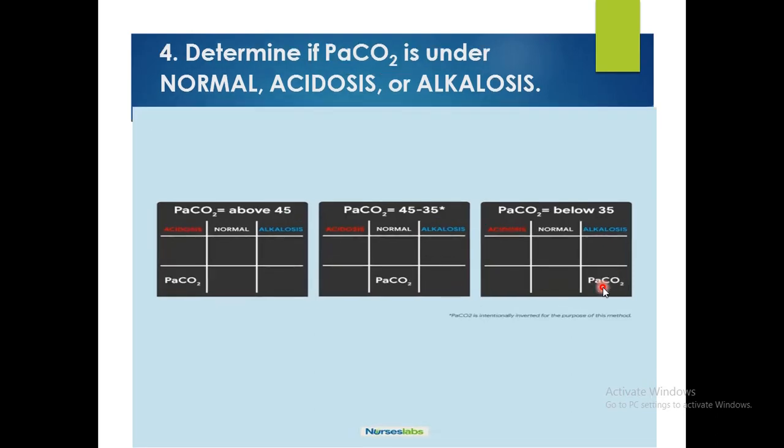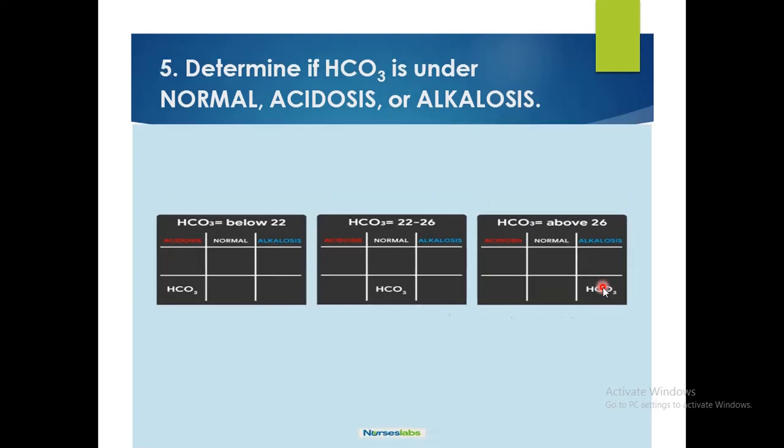And after carbon dioxide, we discussed that you will now assess the metabolic component, that is bicarbonate ion. So this bicarbonate ion, if it is increased, that is above 26, put it in the alkalosis section. And if bicarbonate ion is decreased, less than 22, put it in the acidosis section. And if bicarbonate ion is normal, put it in the central section.